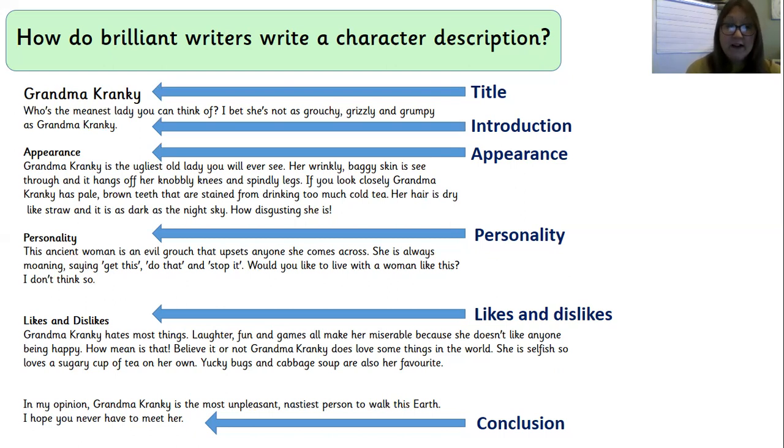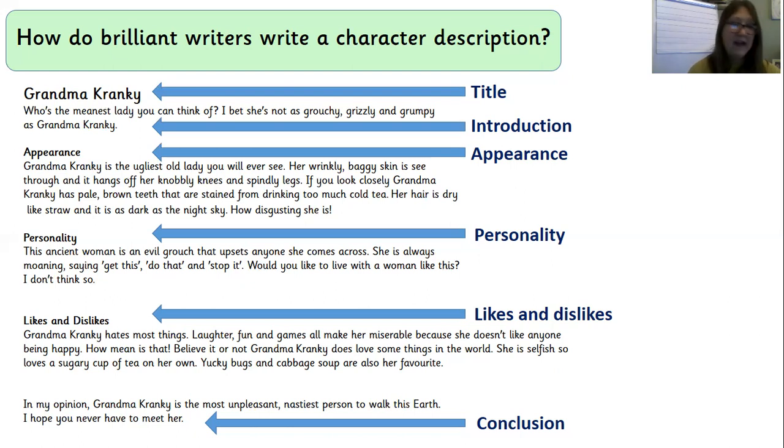Again, we're missing a line and we're moving on to our next subheading, which says likes and dislikes. It's all the things that Grandma Cranky likes and dislikes. So this one says, Grandma Cranky hates most things. Laughter, fun, and games all make her miserable because she doesn't like anyone being happy. How mean is that? Believe it or not, Grandma Cranky does love some things in the world. She is selfish, so loves a sugary cup of tea on her own. Yucky bugs and cabbage soup are also her favourite.